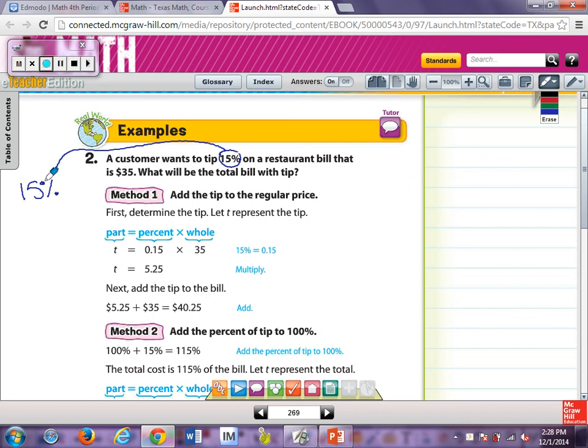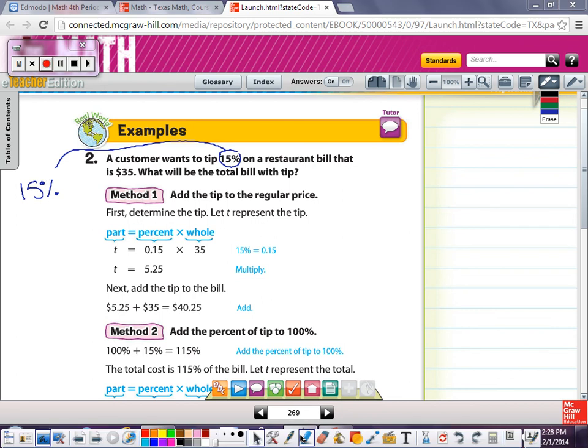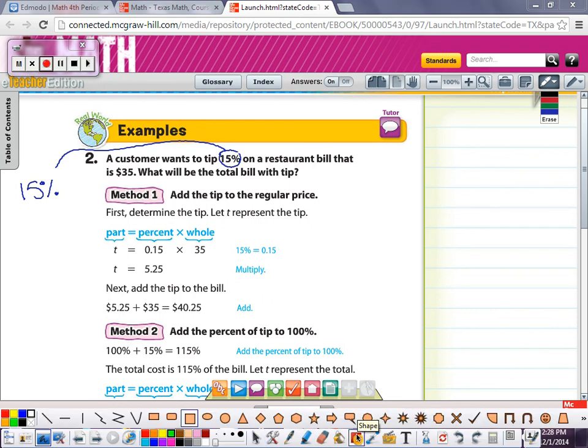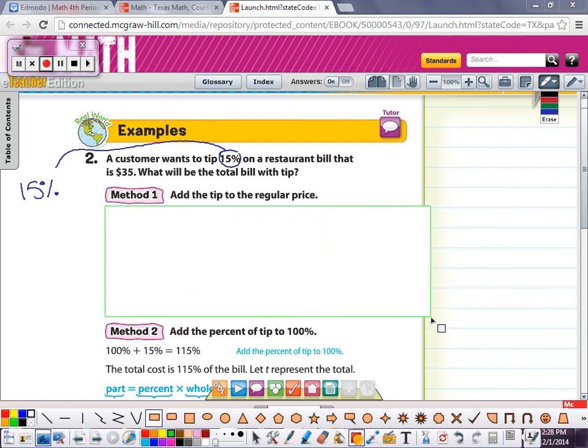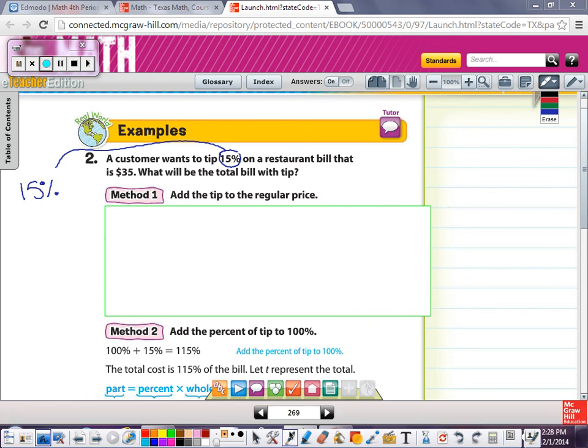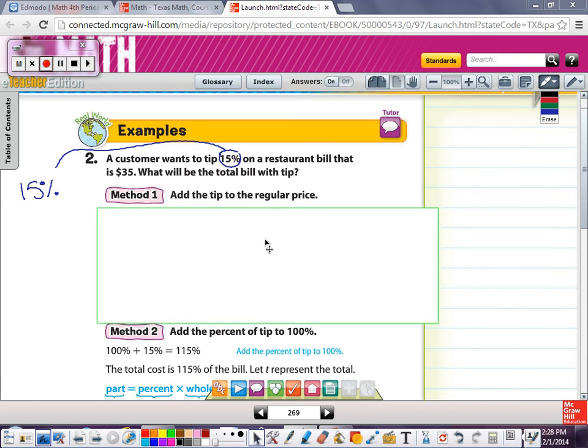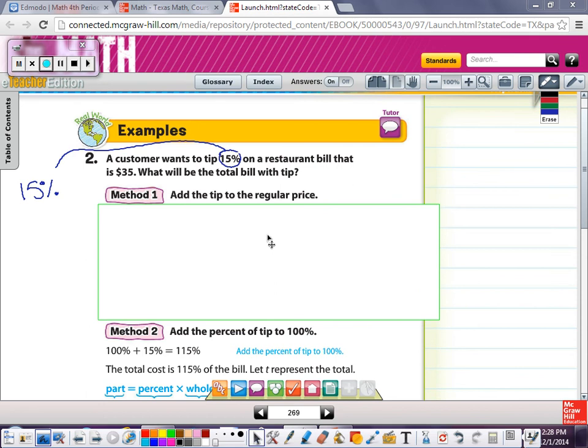So we use a certain percentage, and I'm going to show you now how to calculate that percentage when you are trying to figure out your tip. So I'll go ahead and work over here in this first space. It says in method 1 to add the tip to the regular price. So first we're going to figure out what our tip is just by itself. To figure out the tip that we're going to leave at the restaurant or wherever you're at, you take the percent, that's 15%, and multiply it times whatever your total bill is. In this case, $35. But remember, we don't ever work with percents in percent form.